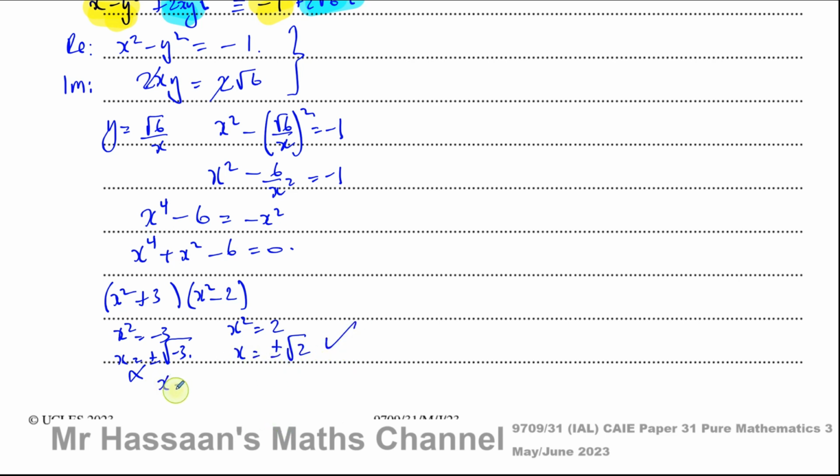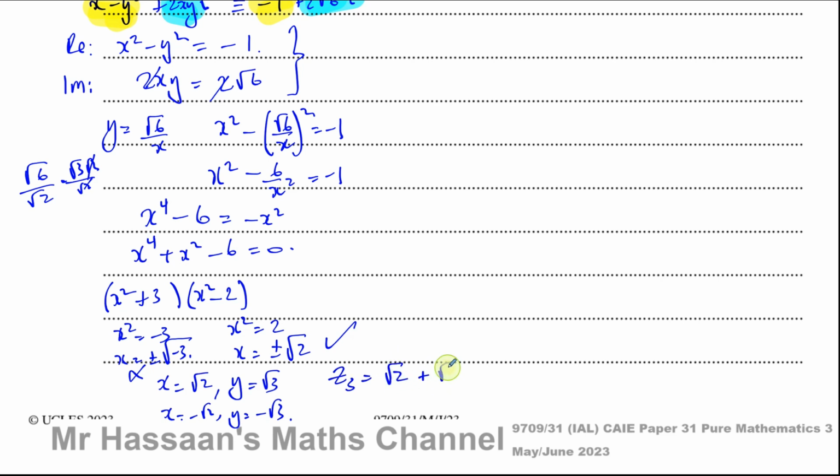So we can say that when x is equal to root 2, then y is equal to root 6 over root 2, which is like root 3 times root 2 over root 2, which is root 3. So when x is root 2, y is root 3. And when x is minus root 2, y is equal to minus root 3. So that leads us to our z3 is equal to root 2 plus root 3 times i, and the fourth root is minus root 2 minus root 3 times i.